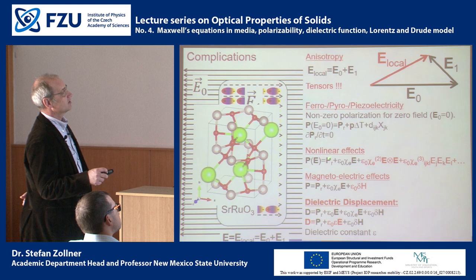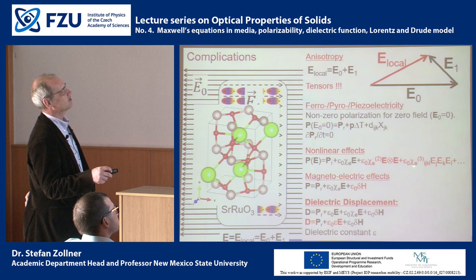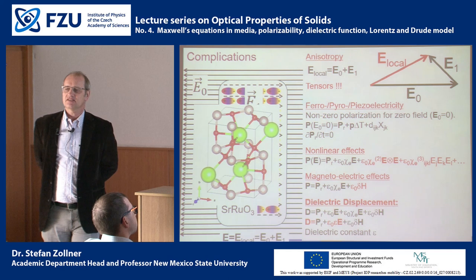Something else that can happen is that instead of cutting the Taylor series, where we expand the polarization as a function of the field, with a linear term, we can go to higher terms. In this case, the chi would be the linear chi, the chi 1, the linear susceptibility, but there can also be a chi 2 and a chi 3, which are the second and third order susceptibilities.